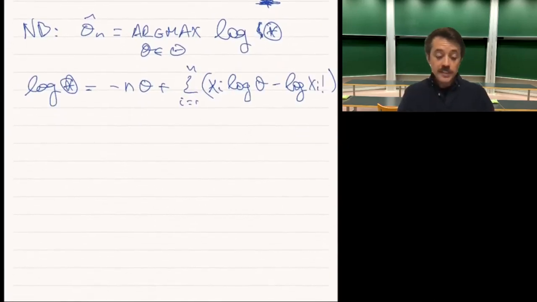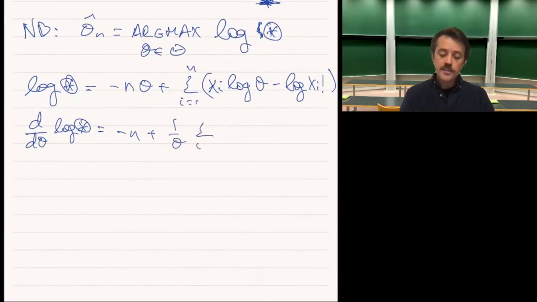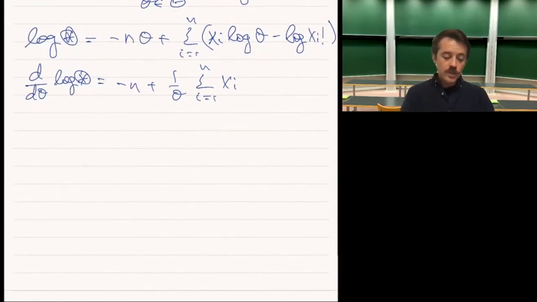Okay, so we need to maximize this as a function of theta, so we take the derivatives. The log is going to be minus n plus 1 over theta, and then the sum of the observations, right? And if we wish to guarantee that it is a maximum and not just a minimum or an inflection point, some sort of other critical point, then what we need is to compute the second derivative, and this is given by this.